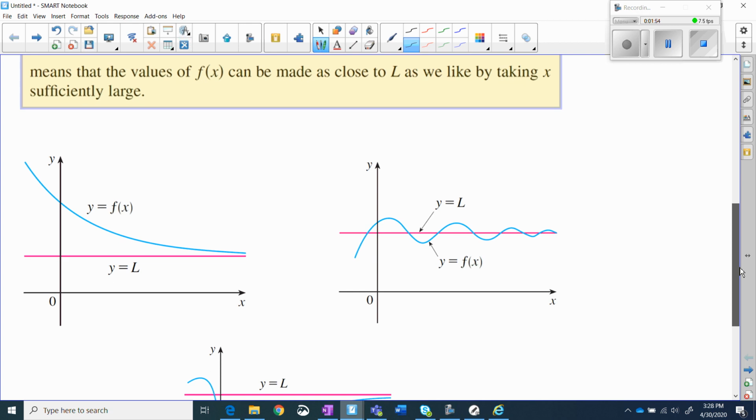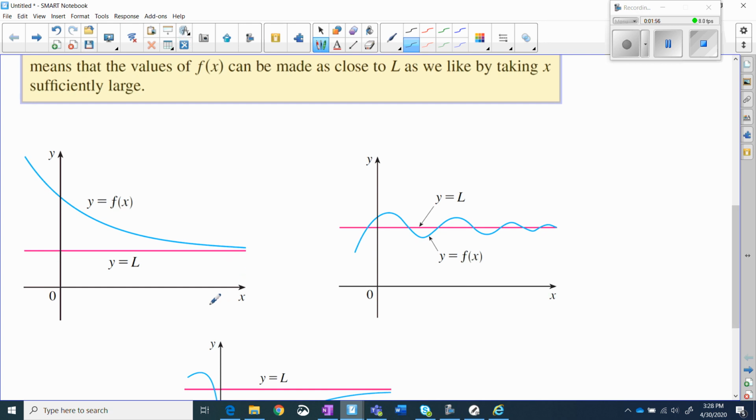So if I look at this one, if x goes to infinity, that's out here, x is approaching infinity. If I said, what is the limit of this function as x is approaching infinity, you would say, well, as x gets bigger and bigger and bigger, it appears to be getting closer and closer to this line, if it continued out here, which is the line y equals L. So our limit here would be L.